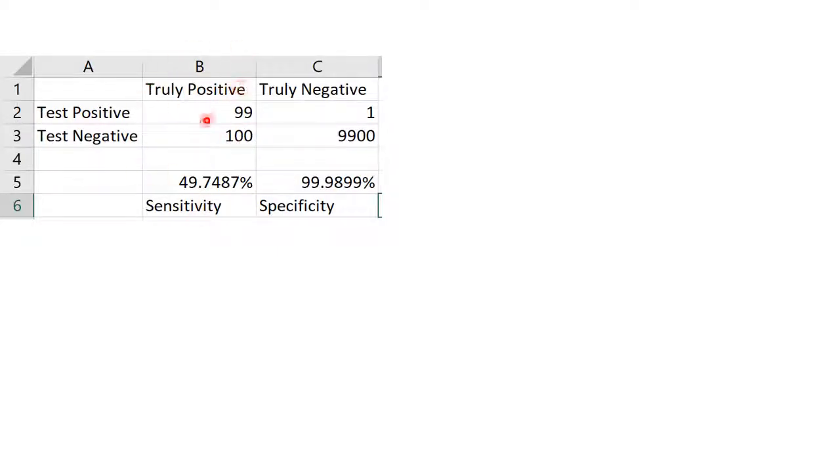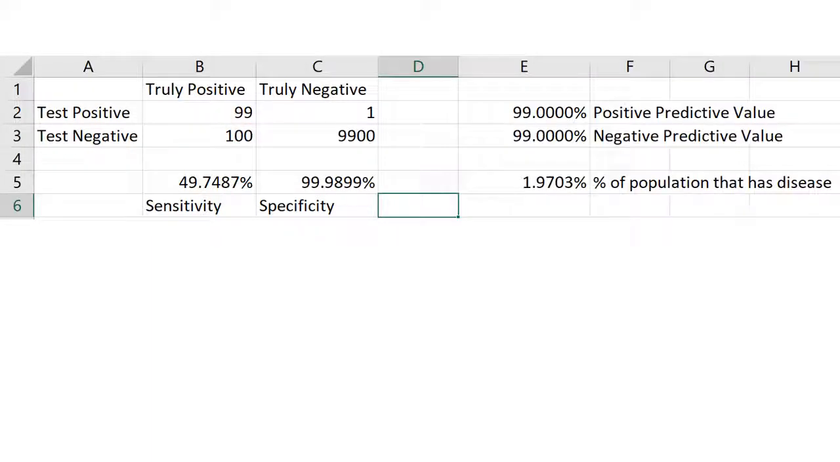Because if you really have the disease, there's actually a greater chance that you got a negative test than a positive test. Super weird to think about. However, when you look at the predictive values, if you got a positive test, there's a 99% chance you have the disease. And if you got a negative test, you still have a 99% chance that you don't have the disease. And it's tricky to think about reconciling this less than 50% sensitivity with the fact that if you get a negative test, it's still really likely that you don't have the disease.